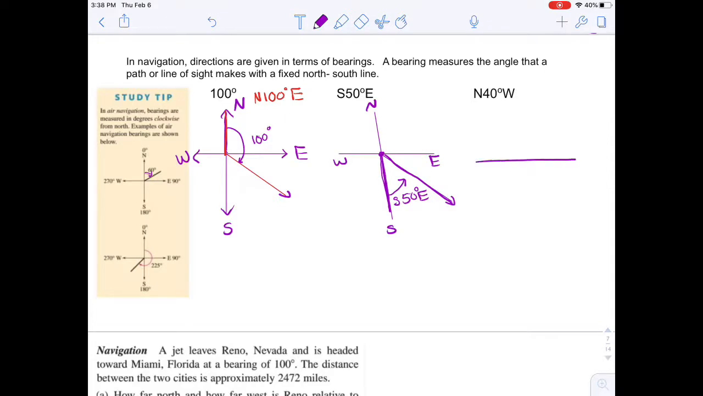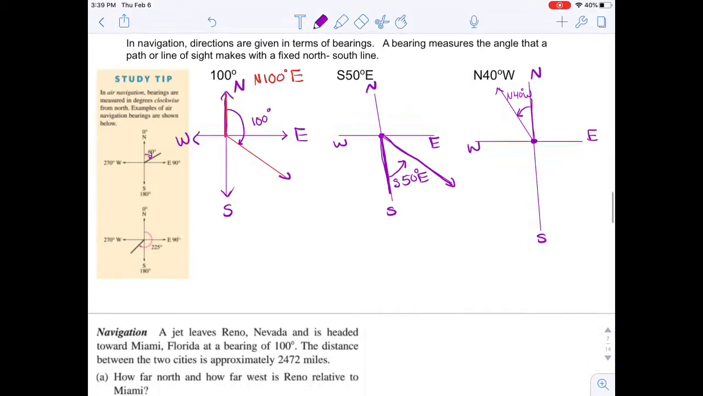The last one says north 40 degrees west. So we want to travel north and then 40 degrees towards west. I'm going to put my directions on here. I'm going to start up at north and then move 40 degrees towards west. So this would be my bearing, my angle here. So this is the angle north 40 degrees west. Okay.